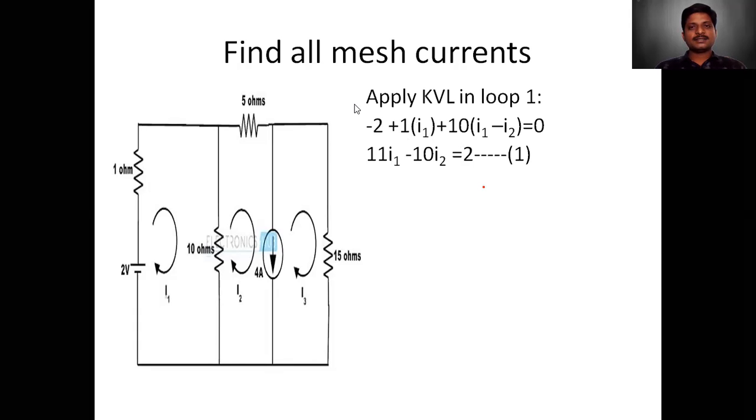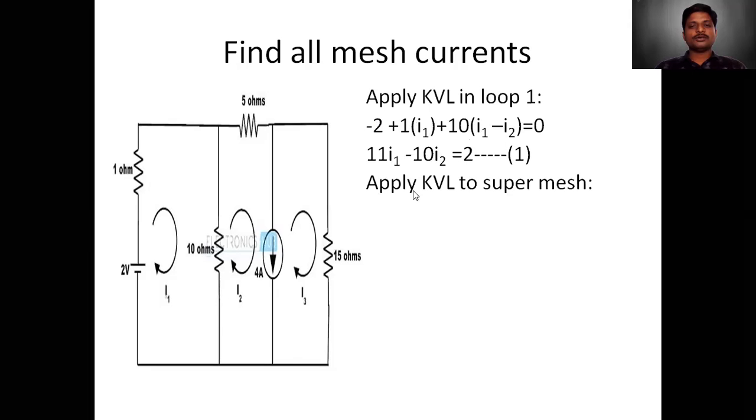Okay. Next, minus 10 I2 equal to 2. And because this 2 has been written on the right hand side, you will get plus 2. So that will be taken as equation 1.